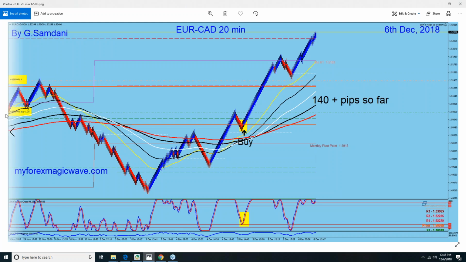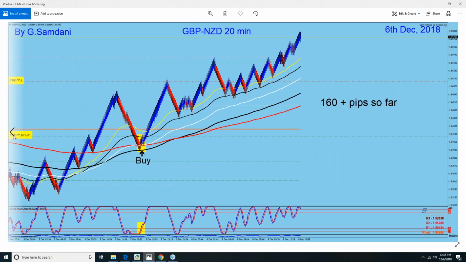Okay, so this is it for now, and hopefully look, Pound newsy big time. From here to here is 160 pip. You must get in this system and learn and start making pips like that.